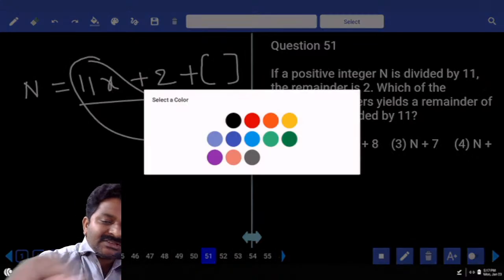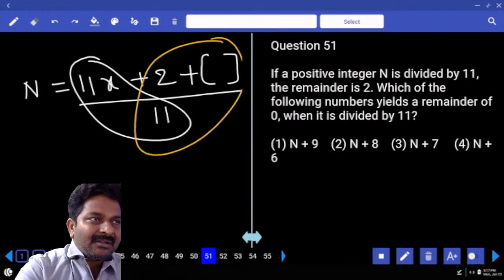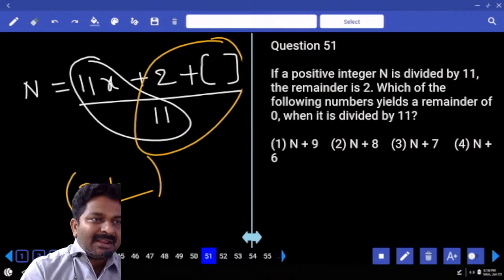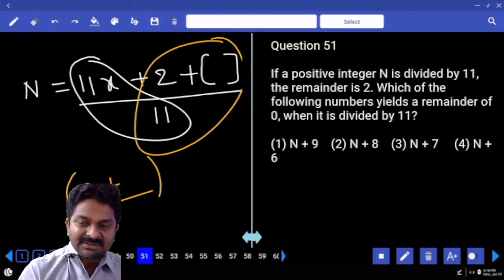So the extra value is 2, plus some number added to the number 2. You need to add something so that this is exactly divisible by 11. So how much should be added? 9. N plus 9 is the final answer.